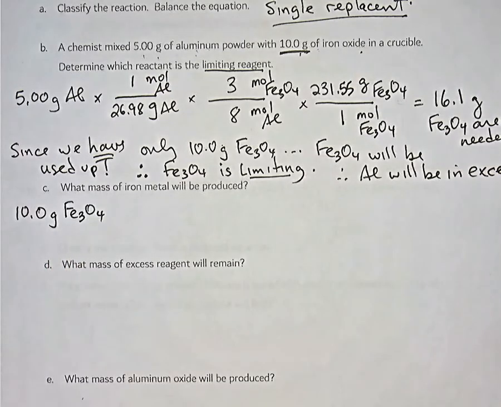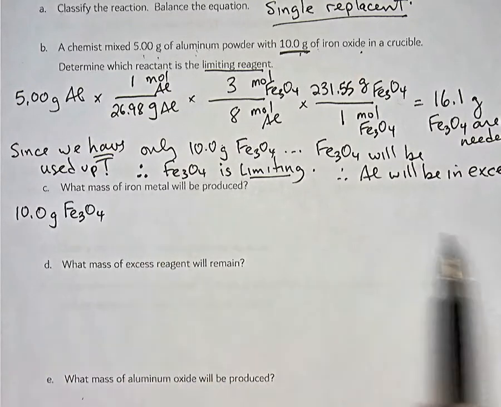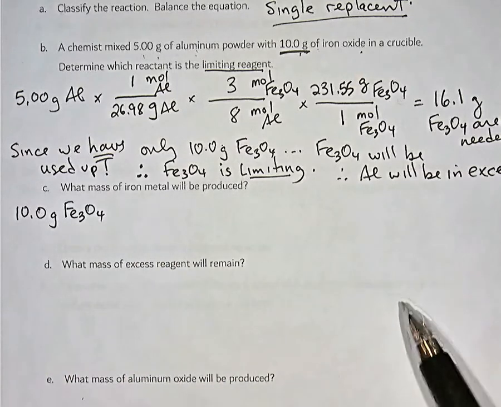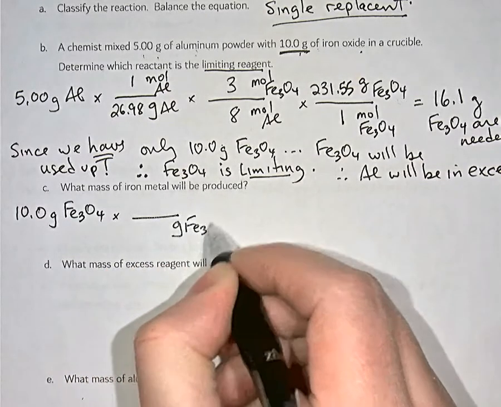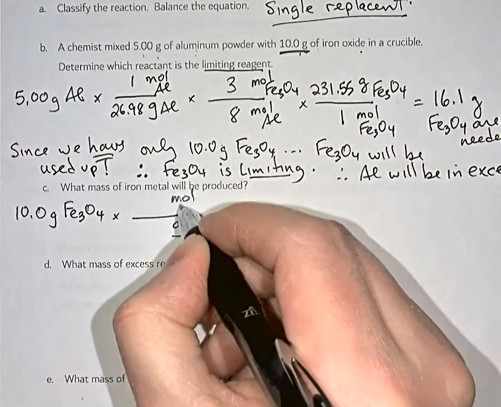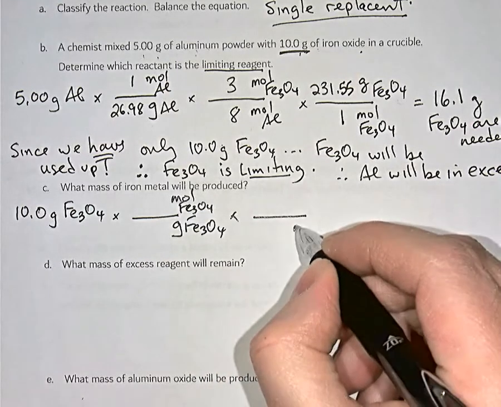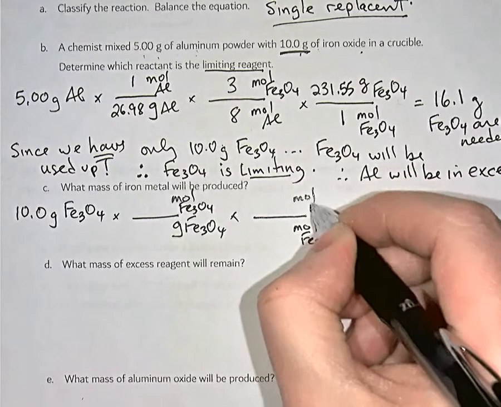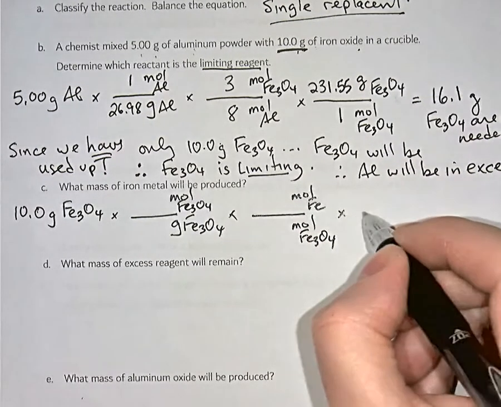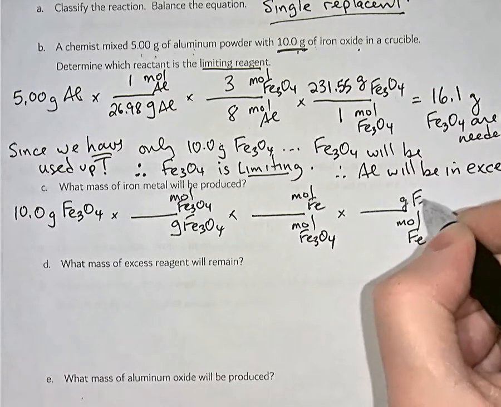That's the key idea. Okay, so the whole reason for identifying the limiting reagent is because you must start with the limiting reagent to do any predictions about how much product you would make. So now we can switch the grams of iron oxide to moles of iron oxide. Using the balanced equation, we can switch moles of iron oxide to moles of iron metal, Fe, and then with the molar mass, we can switch moles of iron to grams of iron.